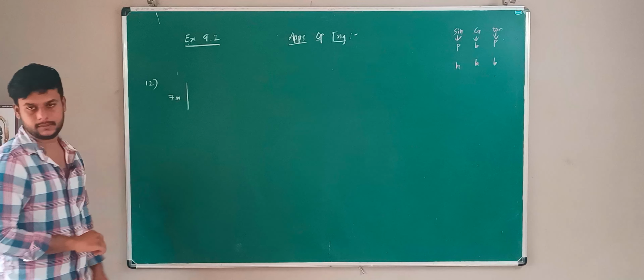The angle of elevation from the top of the building to the top of the tower is 60 degree. The angle of depression from the top of the building to the foot of the tower is 45 degree. I should tell the height of the tower. This height is question mark. Okay, so what I will name them: A, B, C, D, E. So I should find EC. EC is my answer. Height of the tower. So how should I start?